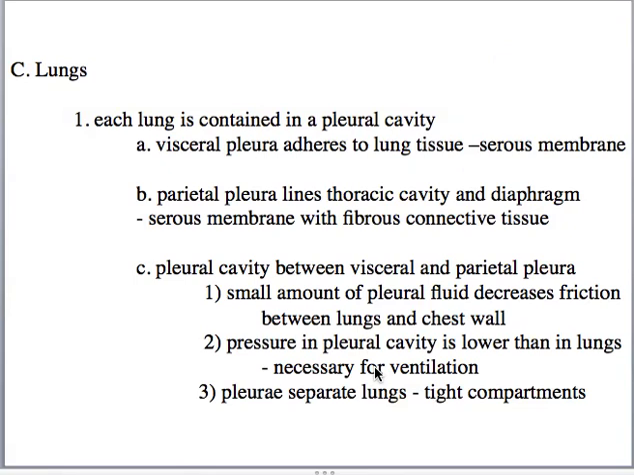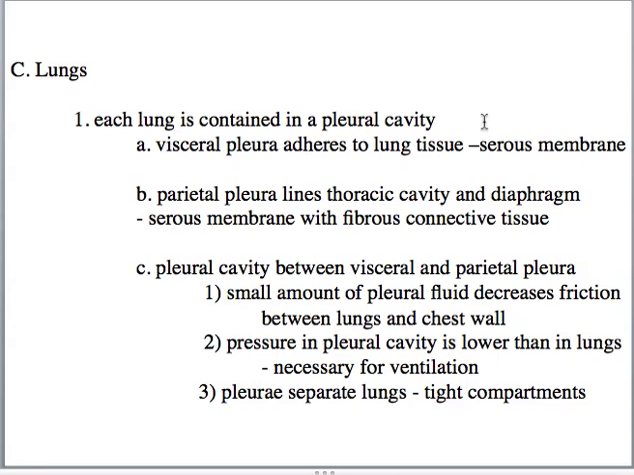But let's go ahead and just talk a little bit more about the anatomy of the lungs and how they sit in the body. Each lung is contained in a pleural cavity, and the pleural cavity has a membrane called the pleura that is within it. And just as you remember the pericardium, we had a visceral and a parietal layer, so we have with the pleura.